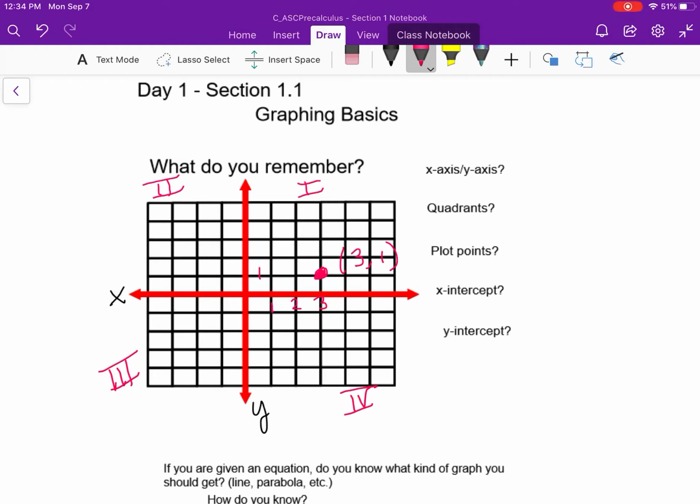Okay, and plotting points, if I have this point over here, that one is (-2, -2), right? Getting kind of ugly. When we talk about x-intercept, we're talking about where something crosses the x-axis. And when we're talking about y-intercept, we're talking about where something crosses the y-axis, right?